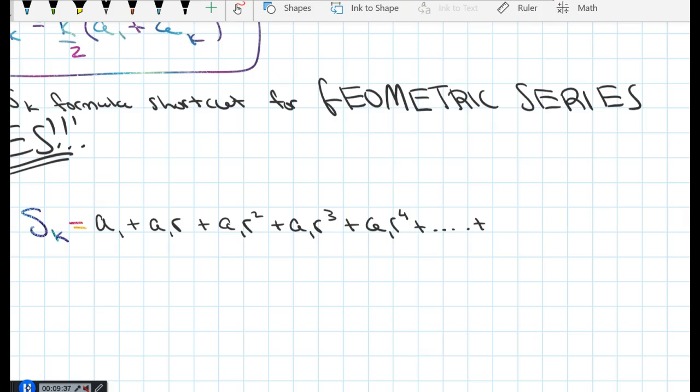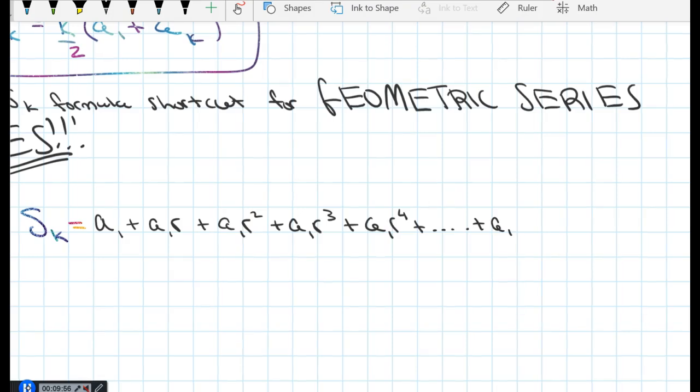let's see if the pattern is the same as arithmetic series. It is. The number of times you multiply by r is 1 less than the position. So the second term here is a sub 1 times r to the first. The third term here is a sub 1 times r to the second. So my very last term is going to be a sub 1 times r to the how many times? Not k, but k minus 1.